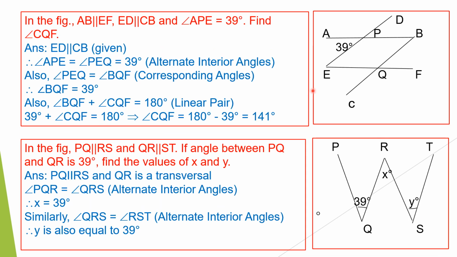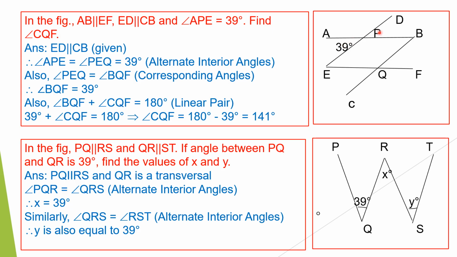In this sum, AB is parallel to EF, ED is parallel to CB, and this angle is 39 degrees. If you are thorough with the properties of parallel lines and the transversal, you should be able to do this sum. You have to consider this.